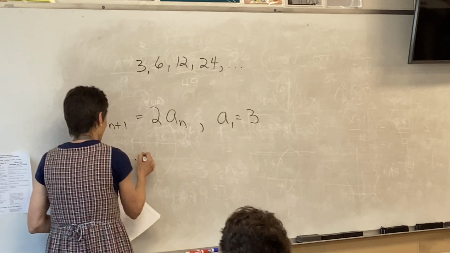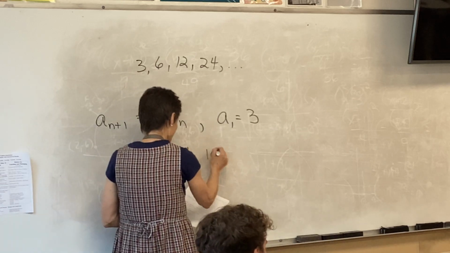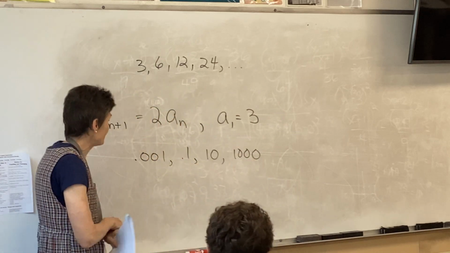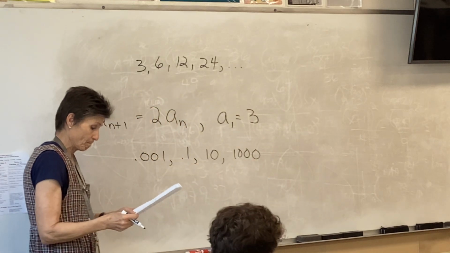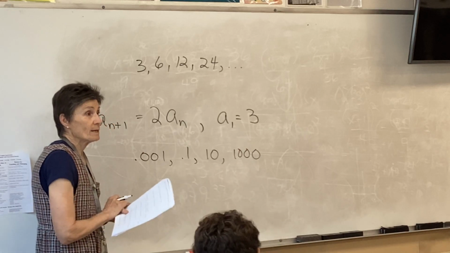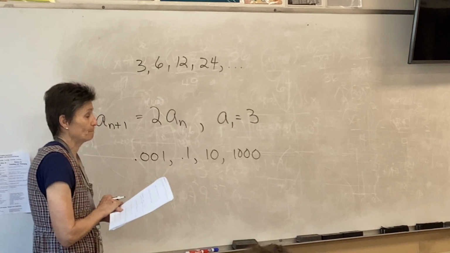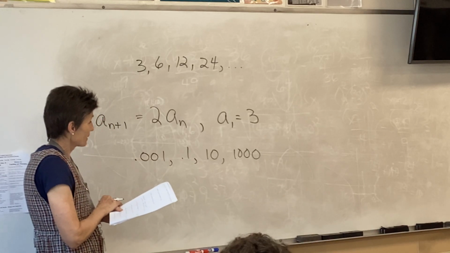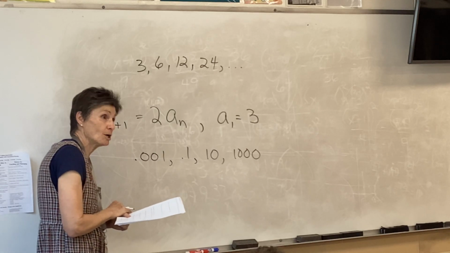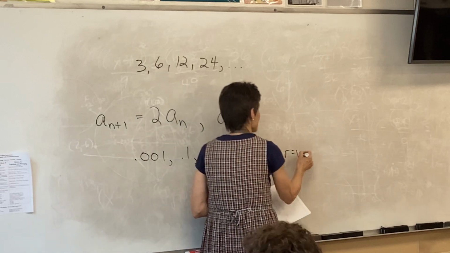Okay, so 0.001, 0.1, 10, and 1,000. What's happening in this sequence? This is problem D. Yes, I'm in my notes. What kind of sequence is this? What's going on? 10 to 2. And multiplying by 100. So this is geometric and the ratio is 100.